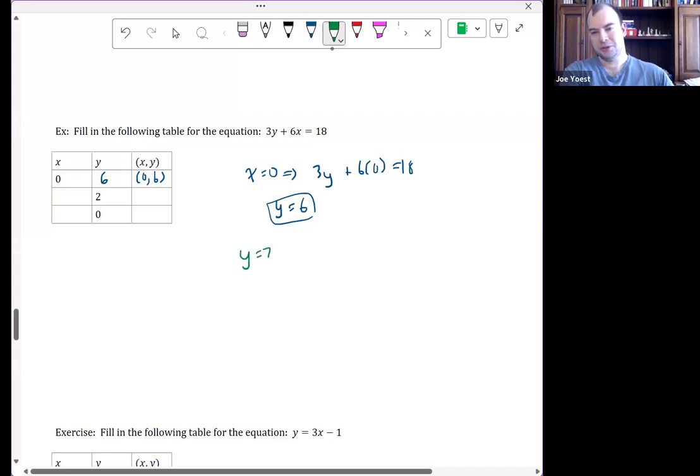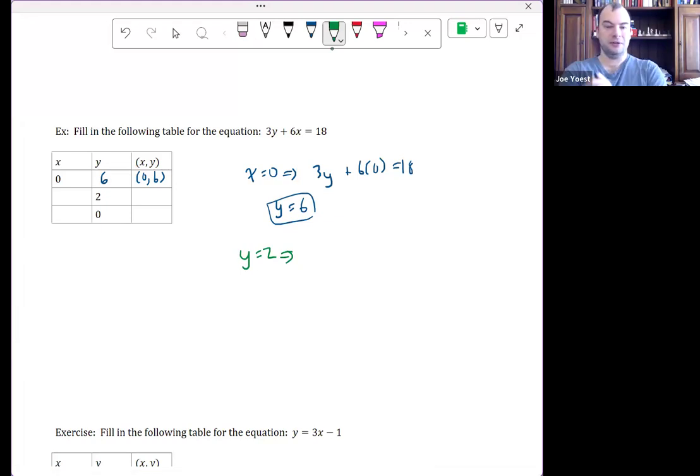Or say when y equals 2. So note that to fill in each line, we're actually solving a linear equation. These aren't super challenging linear equations to solve with parentheses and all kinds of stuff, but nonetheless, we have to solve a linear equation on each line.